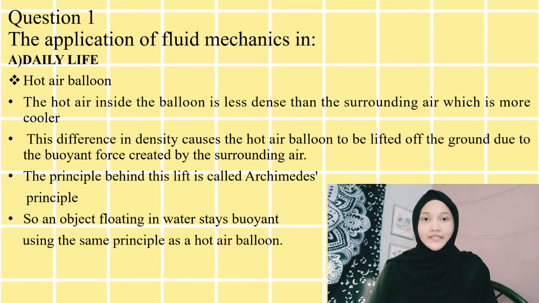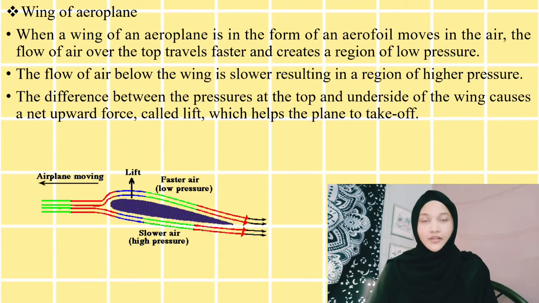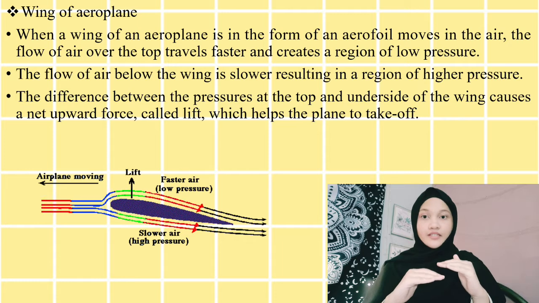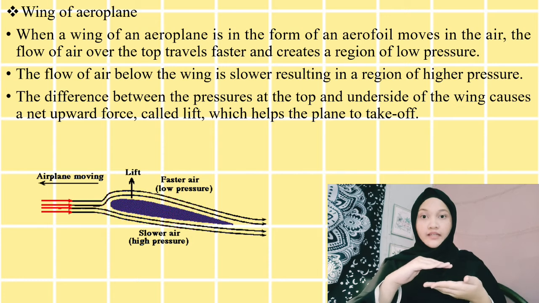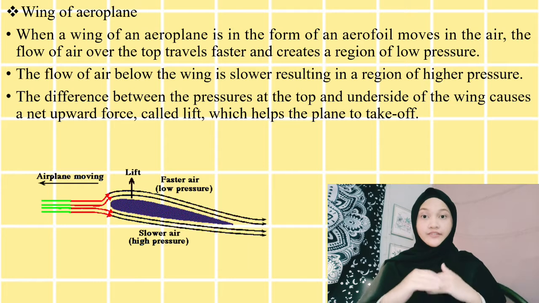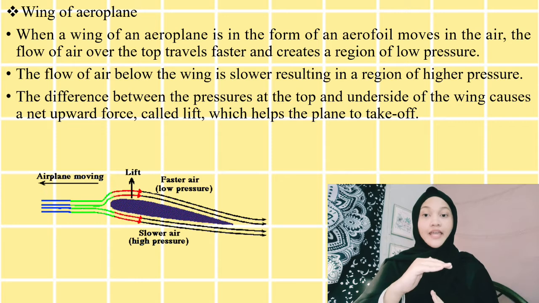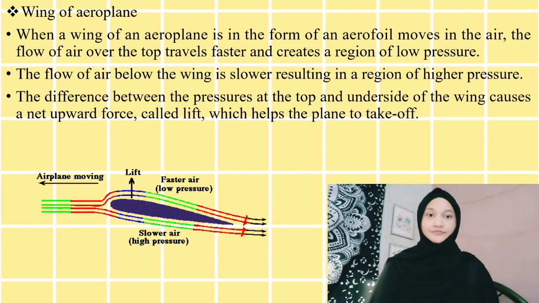Next, fluid mechanics is also applied in an aeroplane. When a wing of an aeroplane, in the form of an aerofoil, moves in the air, the flow of air over the top travels faster and creates a region of low pressure. The flow of air below the wing is slower, resulting in a region of higher pressure. The difference between the pressure at the top and underside of the wing causes a net upward force called lift, which helps the plane to take off.